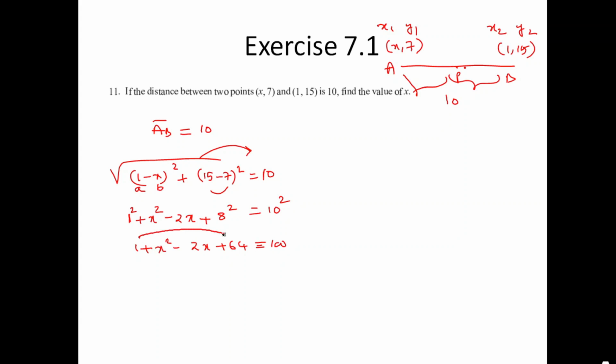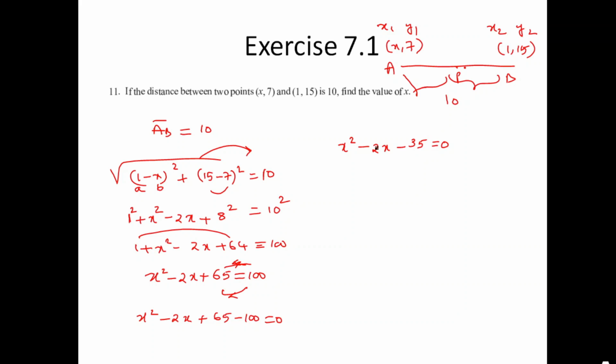Now when I solve these two over here, I am getting x square minus 2x plus 65 equals 100. Now let me shift this number inside, so I'll get x square minus 2x plus 65 minus 100 equal to 0. Right. So what is the difference if I do that? I'll get x square minus 2x, and the difference of these two is minus 35, equal to 0.